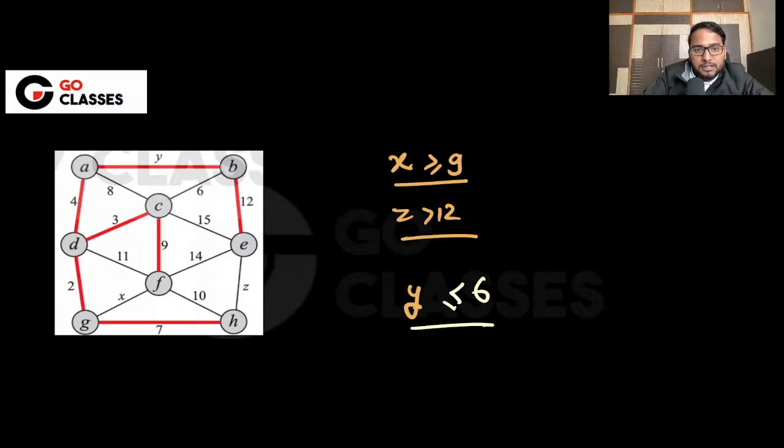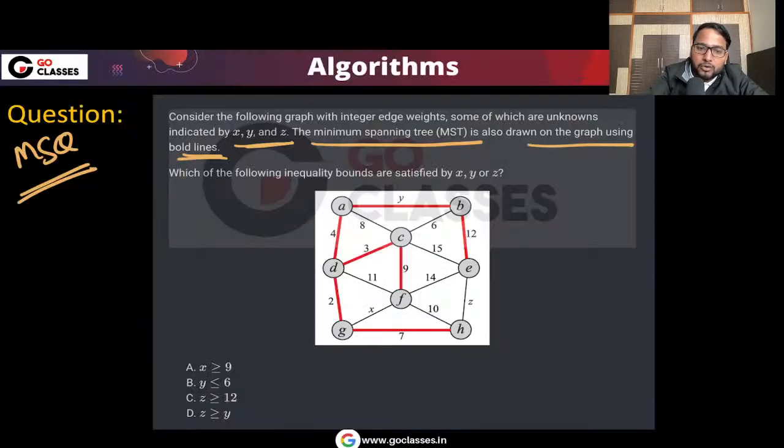Okay, 8 is done, 6 is done, now 15. Is this forming a cycle with Y? Yes. So less than or equal to 15 also, but that's not much useful. You can check some value which is lesser than 6. So I think this is done, right? So Y is lesser than or equal to 6. So these are the answers which we are getting: X greater than or equal to 9, Y lesser than or equal to 6, Z greater than or equal to 12.